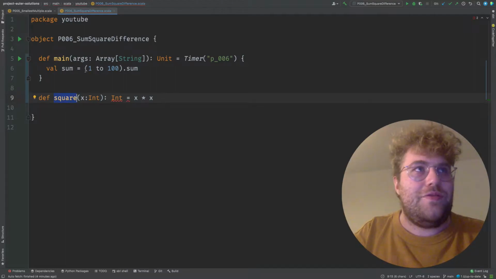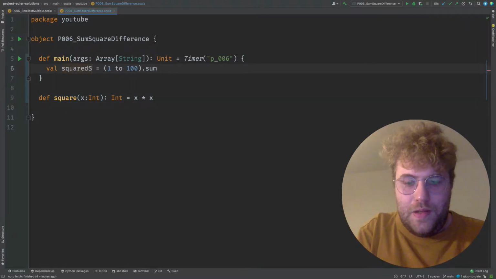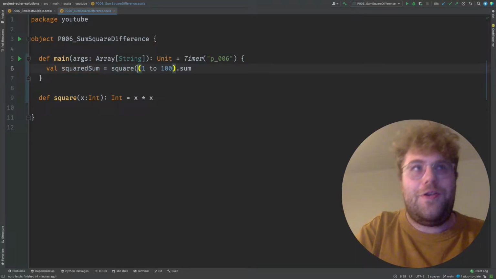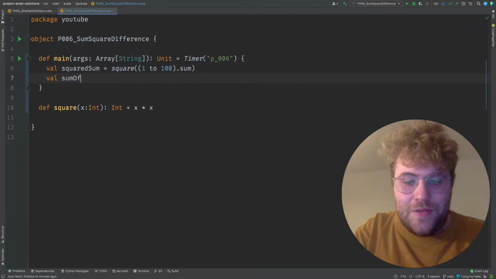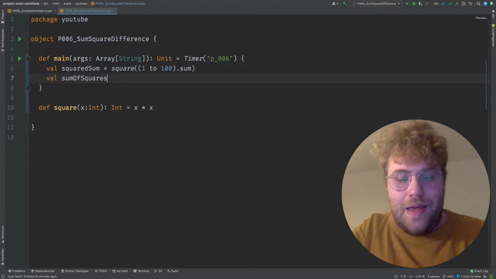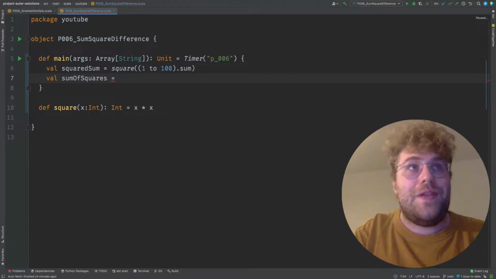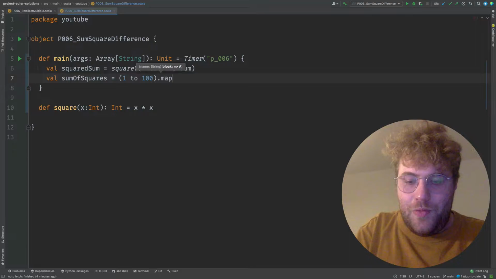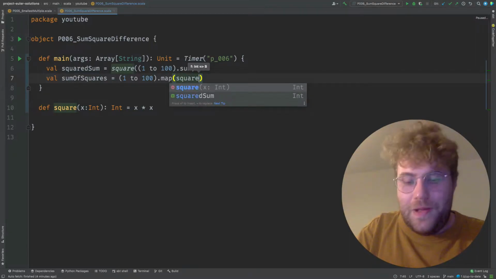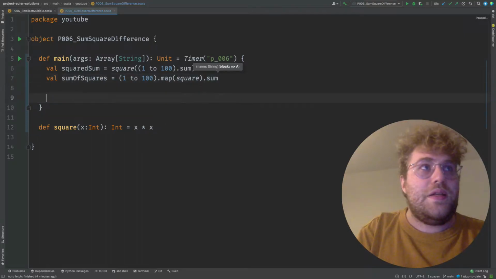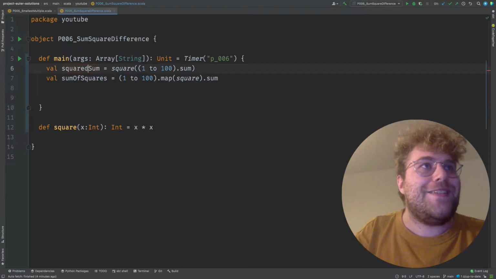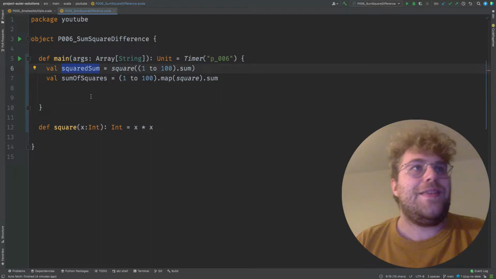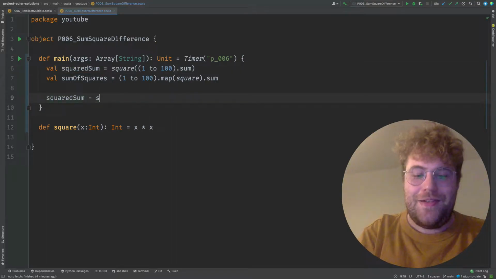And then we want the squared sum, so squared sum is going to be equal to the square of the sum. Great. Next we want the sum of the squares, and this again is going to be similar. We're going to go 1 to 100, except this time we want to square them first, so we can do that with .map, and then we want to sum them. And we can do the squared sum minus the sum of the squares to get the answer.